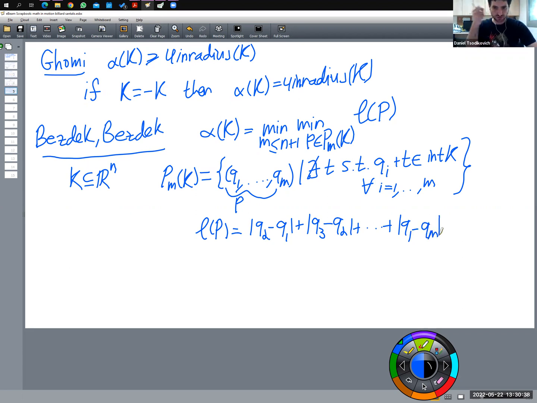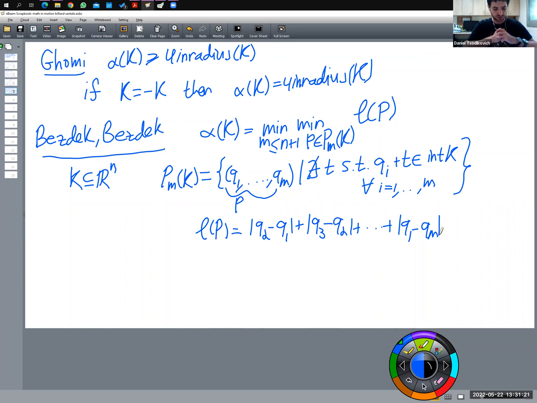So what is the result of Bezdek and Bezdek? Alpha of K is the minimal perimeter length of a configuration of m points that cannot be translated into the interior of K. And you can take m to be at most n plus 1. So this is the result of Bezdek and Bezdek. In particular, in dimension 2, it means that the shortest billiard orbit can always be chosen to be either a 2-orbit or a 3-orbit. So we can always restrict ourselves to such orbits.